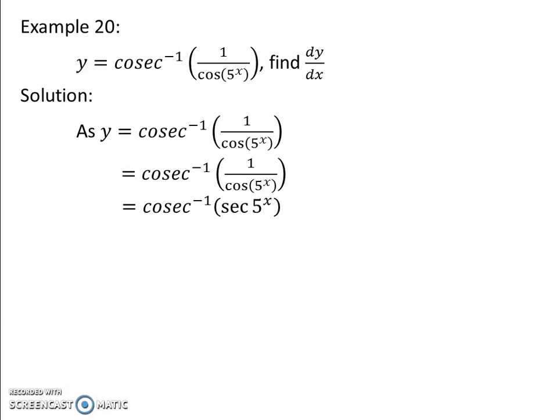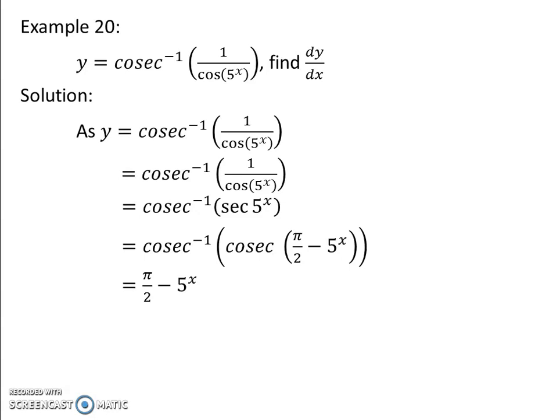and again from the table sec x can be written as cosec of pi by 2 minus x. Sec x equal to cosec of pi by 2 minus x. So we get cosec inverse of cosec pi by 2 minus 5 raised to x. Here, as outside is cosec inverse, so inside we have to adjust cosec. That's why we have converted this sec into cosec using the formulae from the table. So cosec inverse और cosec का result cancel out होगा एक दूसरे के साथ. So we get pi by 2 minus 5 raised to x.